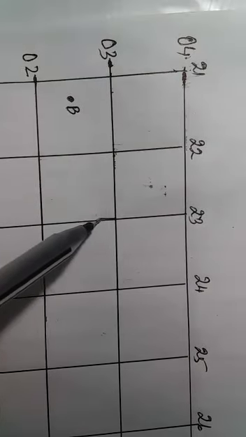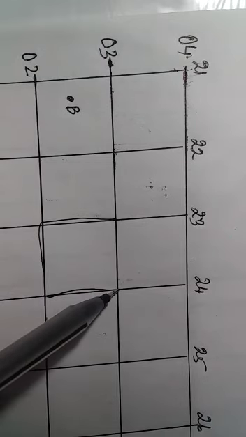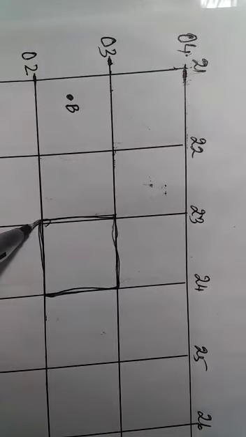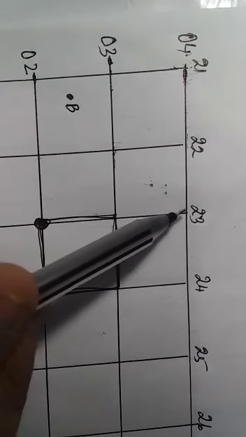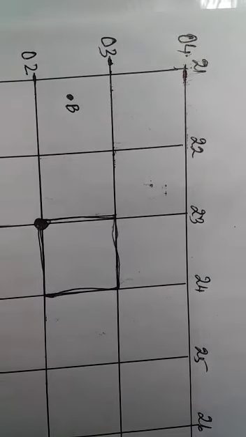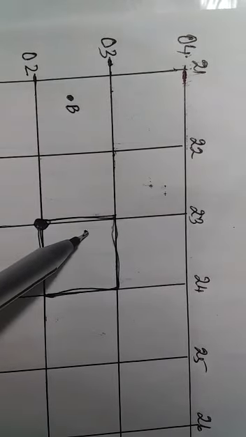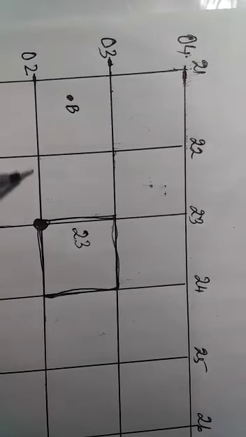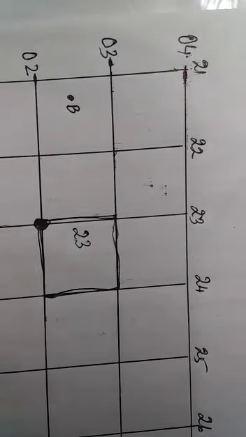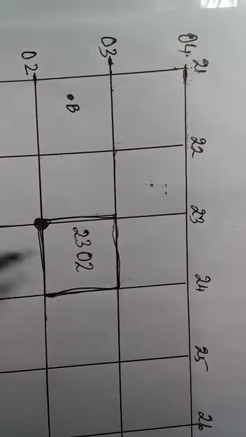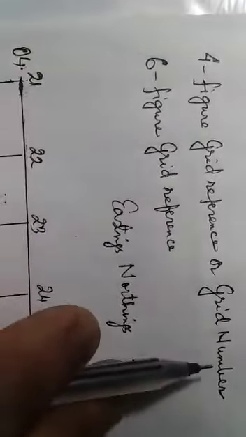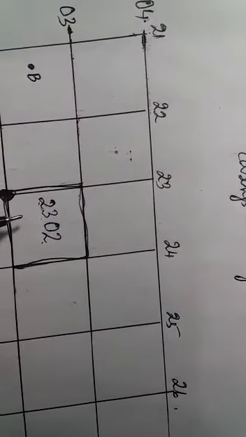Let us consider this grid square. Now for this grid square, where is the origin? The origin is here, that is the southwest corner. Now just see which line of easting passes through this origin. It is 23, and therefore I'll be writing here 23. And which line of northing passes through this? I'll be writing 02. So then this 2302 becomes the 4-figure grid reference or grid number for this particular grid square.